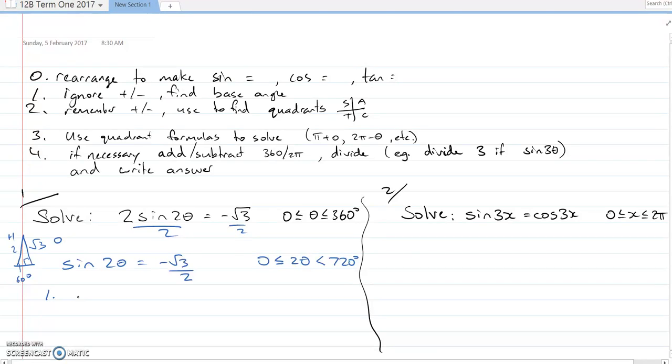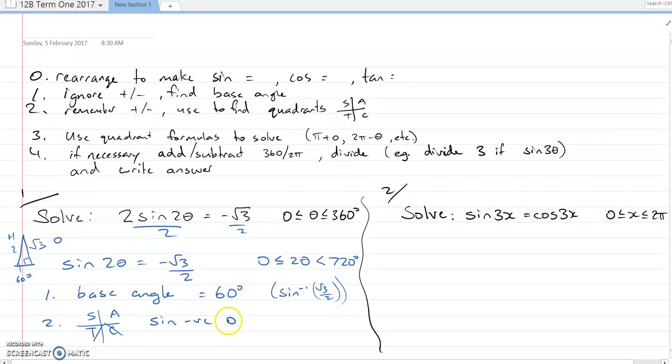Okay, so that was ignoring our minus, just the square root 3 over 2. Base angle is equal to 60 degrees. And that is just the inverse sine of square root 3 over 2. Alright, now we'll bring our negative back in. Okay, sine negative, CAST, sine negative, quadrant 3 and quadrant 4.